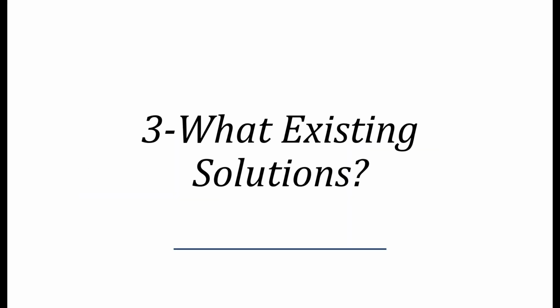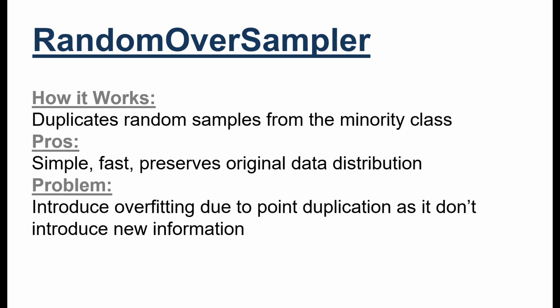What are the existing solutions? Random oversampler. The simplest approach is random oversampler. It works by duplicating random samples from the minority class until the classes are more balanced. It's fast and simple, but there's a critical flaw. It doesn't introduce any new information. You are just repeating the same data points, which causes the model to overfit to those exact samples. It memorizes rather than learns.